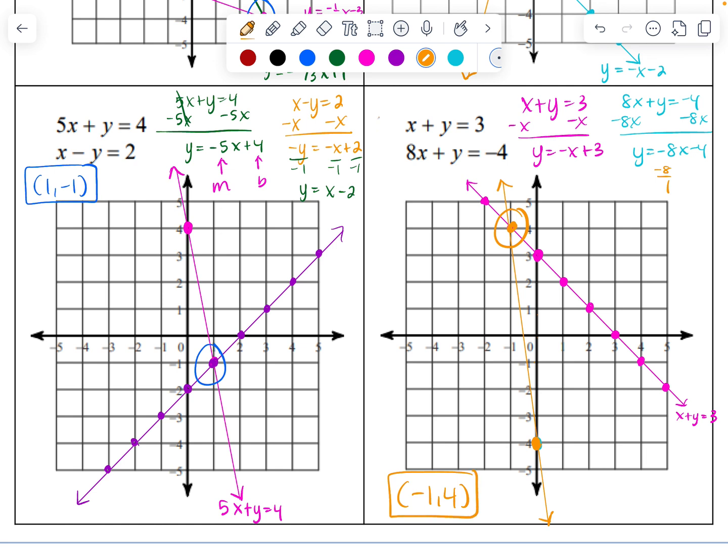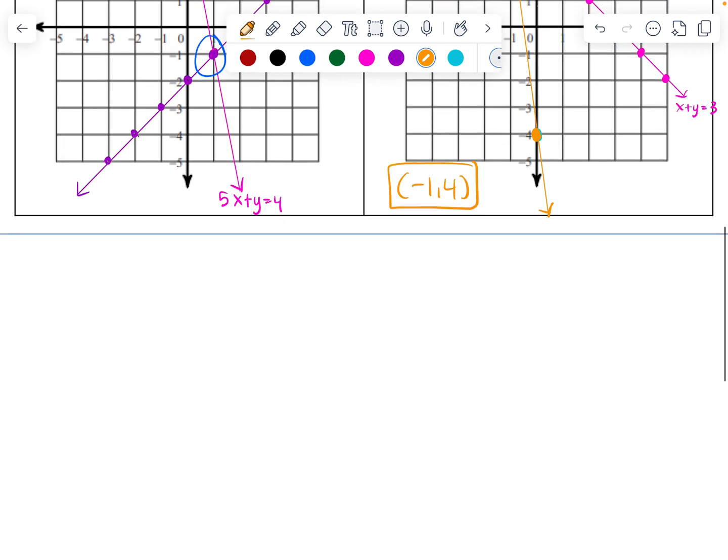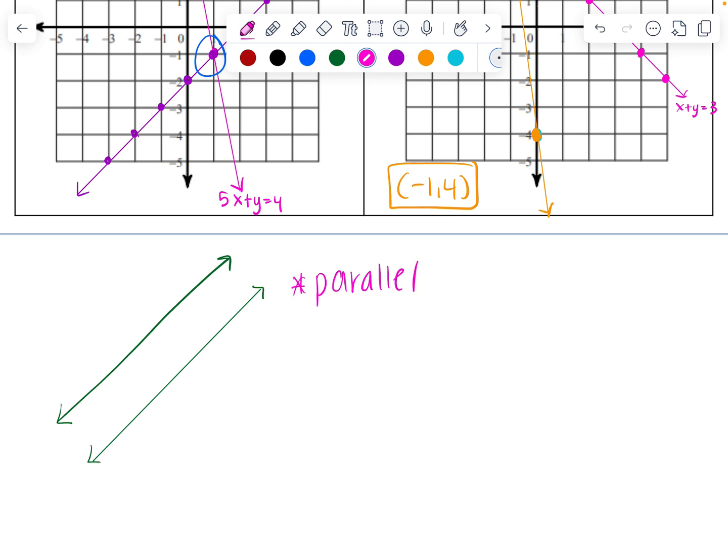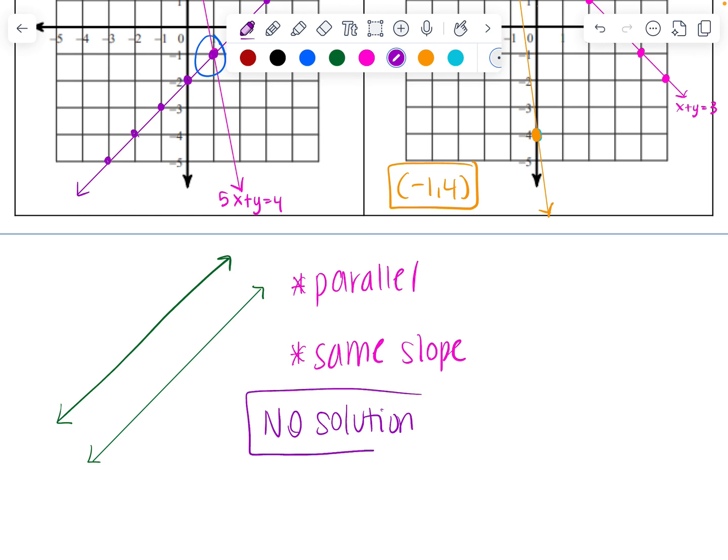Okay. If you graph your lines and you notice that they look something like this, that is because the lines are what we call parallel. They have the same slope, you would notice, once you rewrote them in the correct form. And the answer to this would be no solution, because there are no points at which your lines intersect.